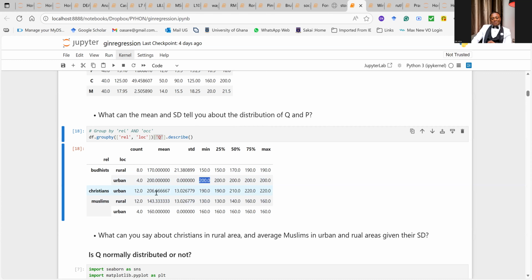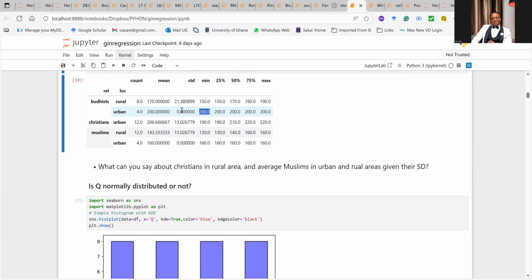So when you look at Christians, among the Christians, we have the urban, rural, and so forth. And you can see some differences and things like that. So this is what you can say about these very examples. The main thing you can notice is your ability to classify them by groups. And it is important you learn how to do that.